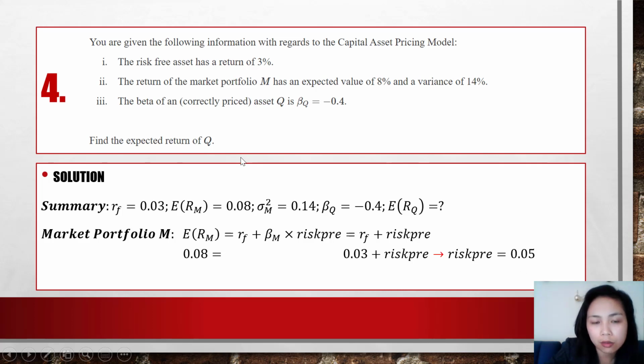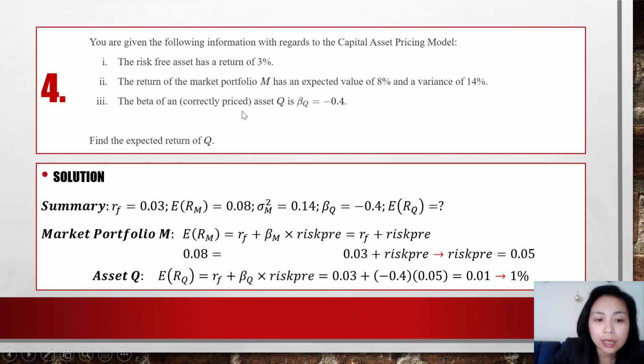And now we consider the portfolio Q, which is also on the security line because it is correctly priced, right? Asset Q, the expected return of Q is equal to RF plus beta Q times risk premium of the market. Here the risk-free rate is 0.03, beta Q is given as negative 0.4, and the risk premium is 0.05, so we got the final answer is 0.01. So the expected return of the portfolio Q is 1%.